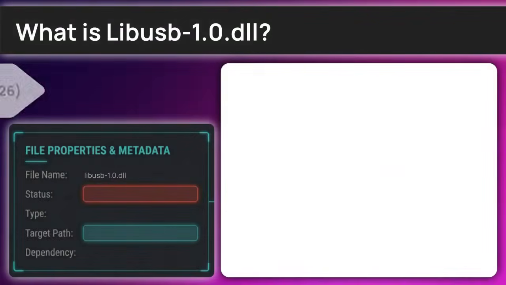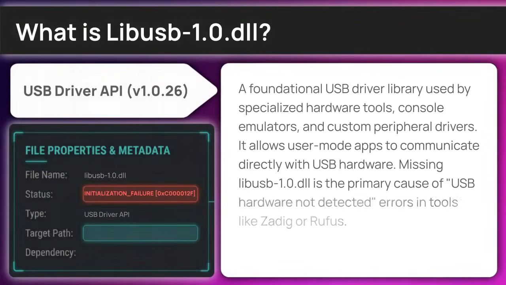This is the Libusb 1.0 library, a foundational USB driver library used by specialized hardware tools, console emulators, and custom peripheral drivers. It allows user mode apps to communicate directly with USB hardware. Missing Libusb 1.0 DLL is the primary cause of USB hardware not detected errors in tools like Zadig or Rufus. Since we've covered what this file is, let's move to the primary fix.